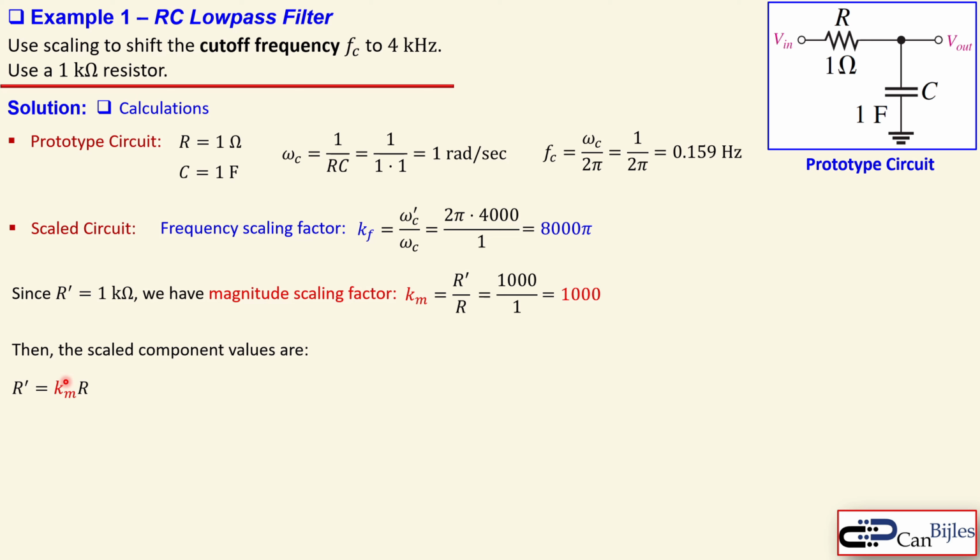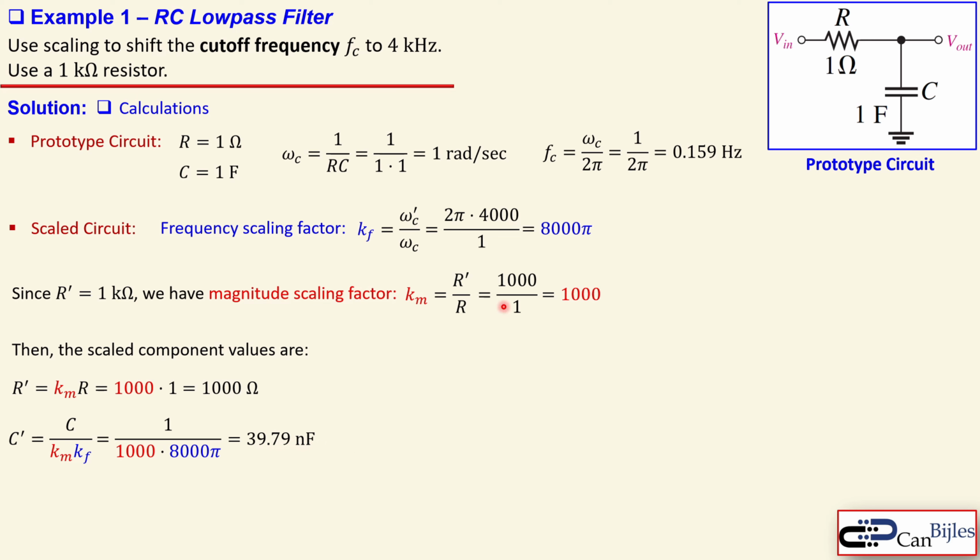Then the scaled component values are as follows. The R prime, which is a straightforward calculation again, 1000 times 1, will be 1000 ohms, as required. Now the C prime is C over Km times Kf. This is the formula we have discussed previously in general form. Now we have C is 1, Km is 1000, and Kf is 8000 pi. When you calculate this, you get 39.79 nanofarads.